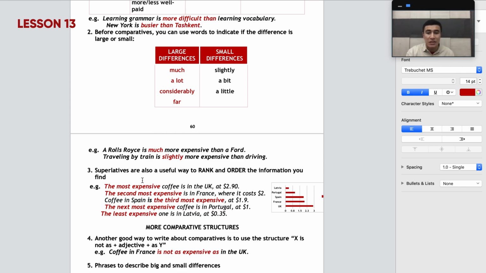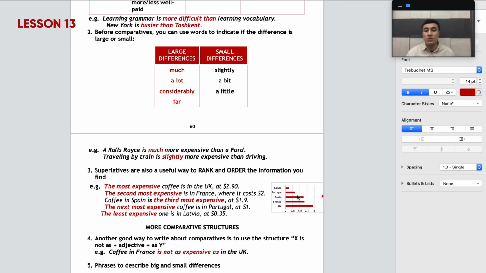So let's see here. Okay, we have coffee price in 5 different countries: Latvia, Portugal, Spain, France, and of course United Kingdom. And as you can see, the most expensive coffee is in United Kingdom. Okay, it's around $3. And next France, then Spain, then Portugal, and then Latvia.